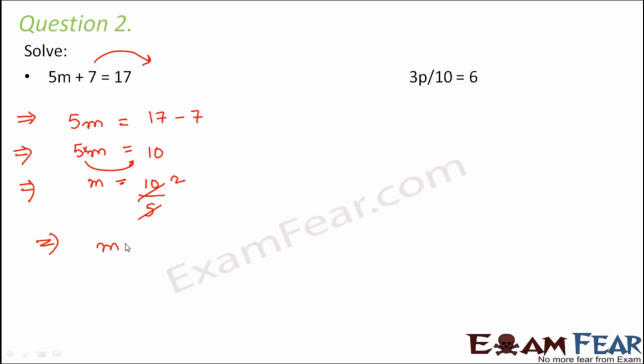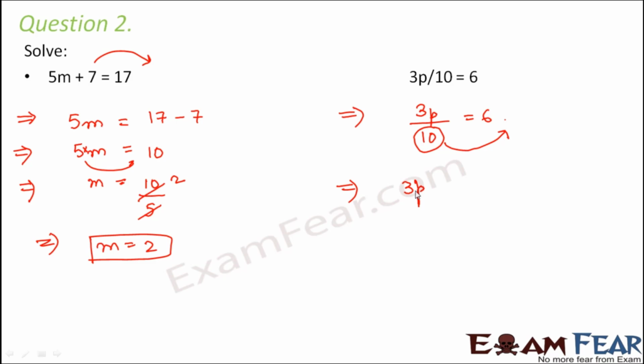Therefore m is equal to 2. So this is the solution. So here this equation also, let's try to see. 3p divided by 10 is equal to 6. So here first let us try to move this 10 to the right hand side. So what will happen? Here it is divided by, so this side it will become multiplied by 10.